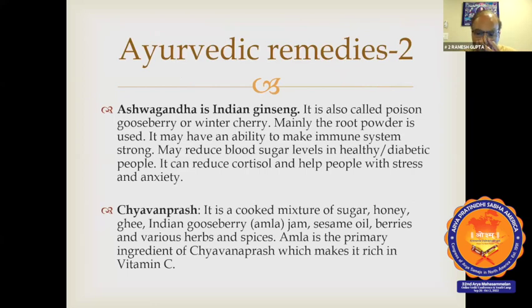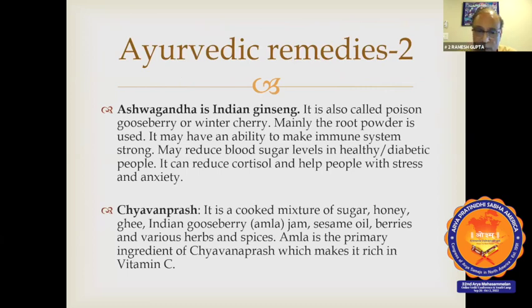Ashwagandha is Indian ginseng, but don't take ashwagandha in the morning. It can make you tired and sleepy. So it has a value. Immune system, it reduces the blood sugar in diabetic people. And again, some studies are there, some not there, but ashwagandha, jisko bolte hain na, ye root hoti hai.